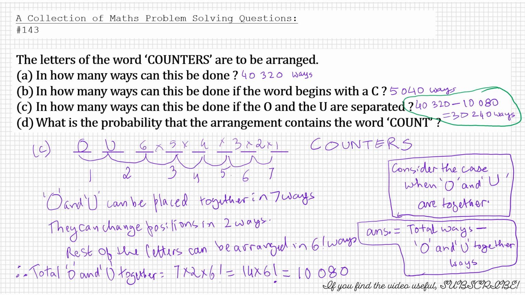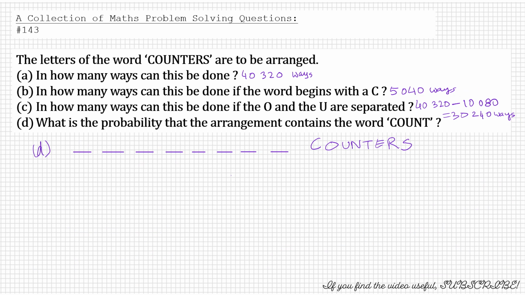The next part, the part D, for this we have to work out the probability of the arrangement that contains the word COUNT. So we have to find how many ways you can arrange the letters when the word COUNT as a whole exists. COUNT can take places 1, 2, 3, 4, 5 in only one way, but then it can move, considering it's all together. Next, it can take the next 5 places, and then the next 5, and the next 5. So finally 4 ways COUNT can be together.